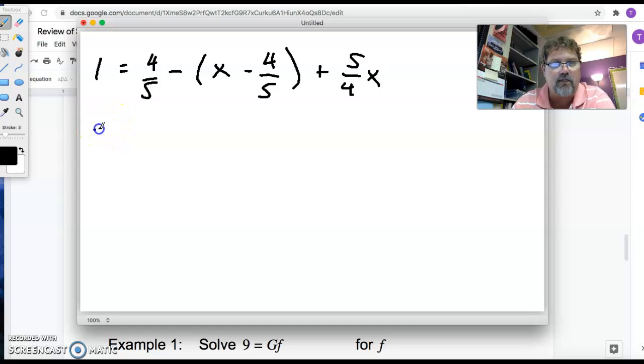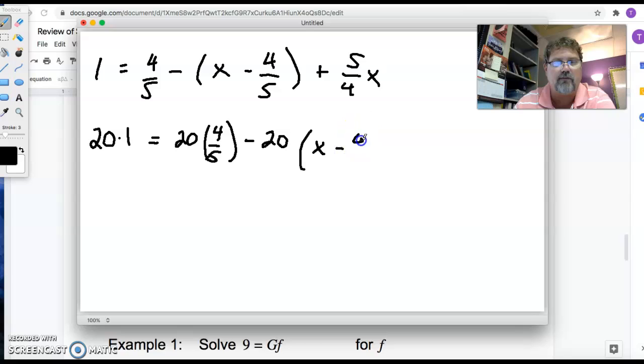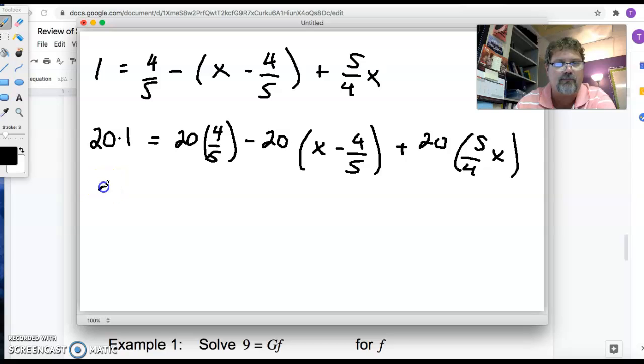All right, so I'm going to have 20 times that 1, 20 times 4/5, minus 20 times x minus 4/5, plus 20 times 5/4 x. All right, so that's just a 20. This should be all of our fractions gone now. Look, 5 goes into 20 4 times. 4 times 4 is 16. So we get 16 right there.